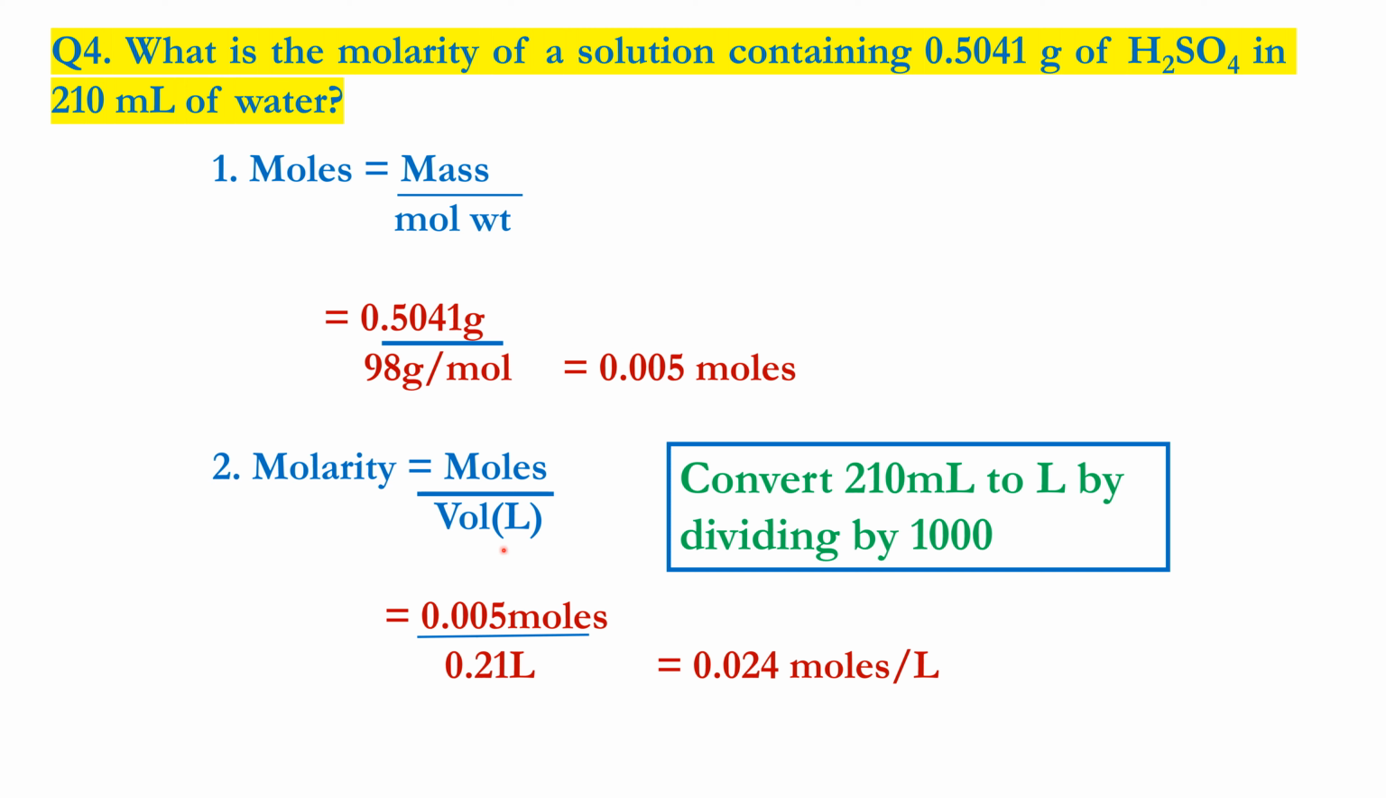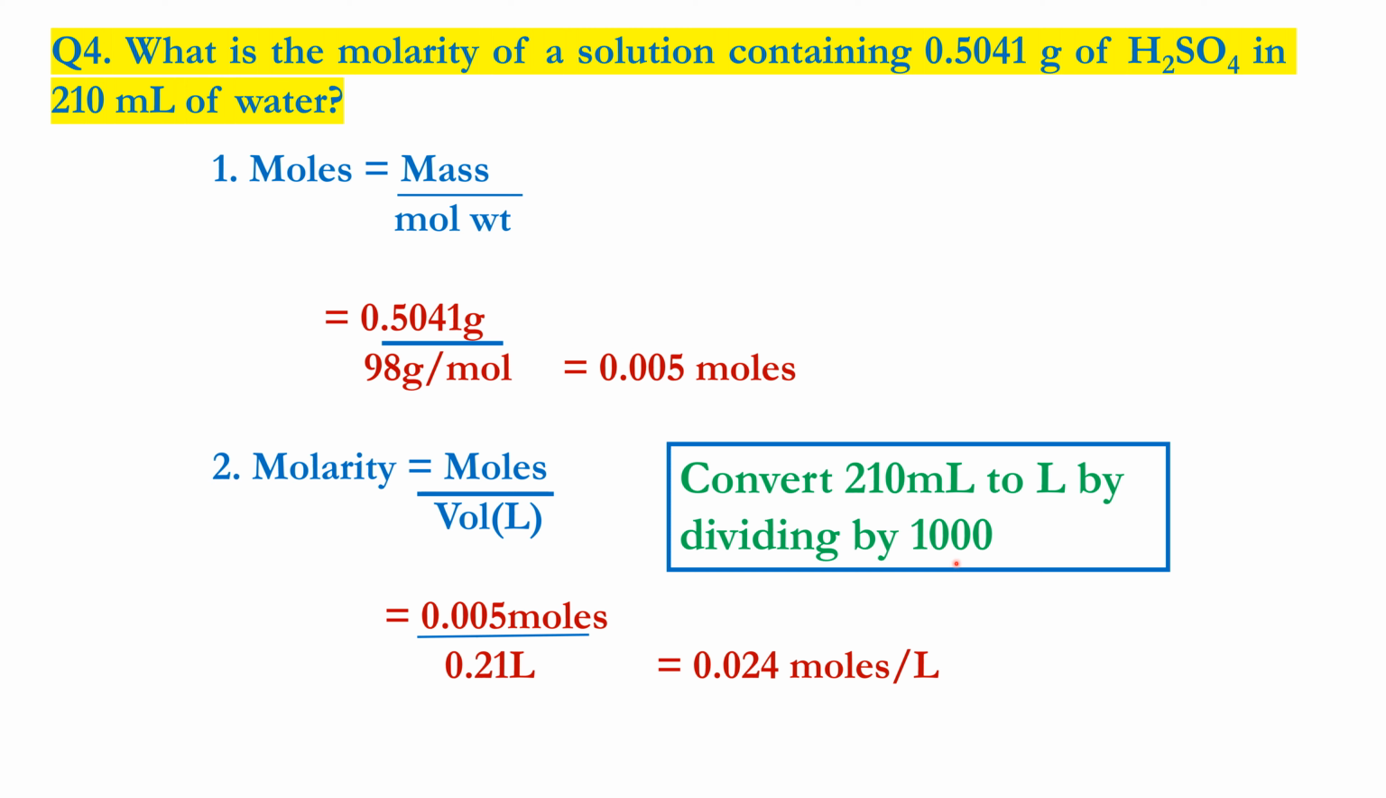And that volume must be in liters. So it is important to remember that the volume must be in liter. If you are given the volume in milliliter, you must convert it to liter. The volume of water was given in milliliter, so we need to convert it to liter. To do that, we divide the milliliter that is given by 1,000. If we do that, we will get 0.21 liters.